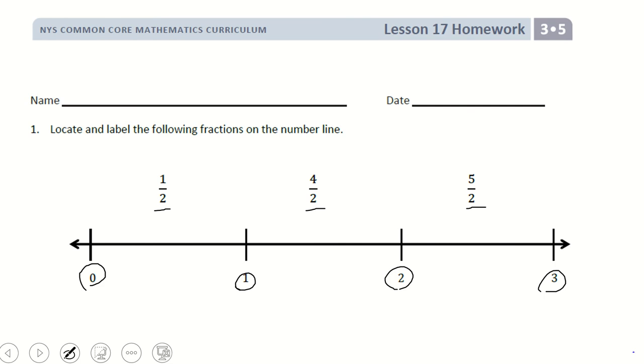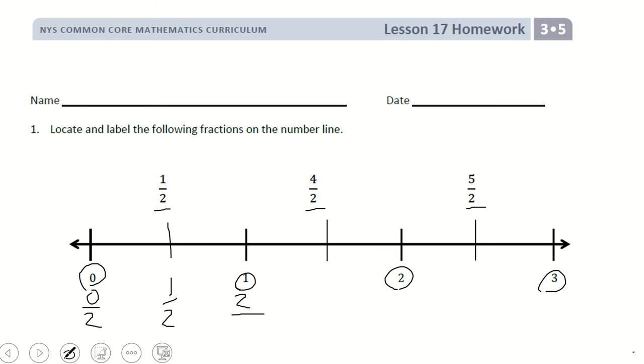So from 0 to 1, I'm going to divide that into 2 equal parts. From 1 to 2, I'm going to divide it into 2 equal parts. And from 2 to 3, I've divided it into 2 equal parts. Now with this one, it's easy because it starts with 0. So I know I've divided it in halves. So at 0, I'm going to have 0 halves. And then all I need to do is count on. When I go to the next part, it's going to be 1 half.